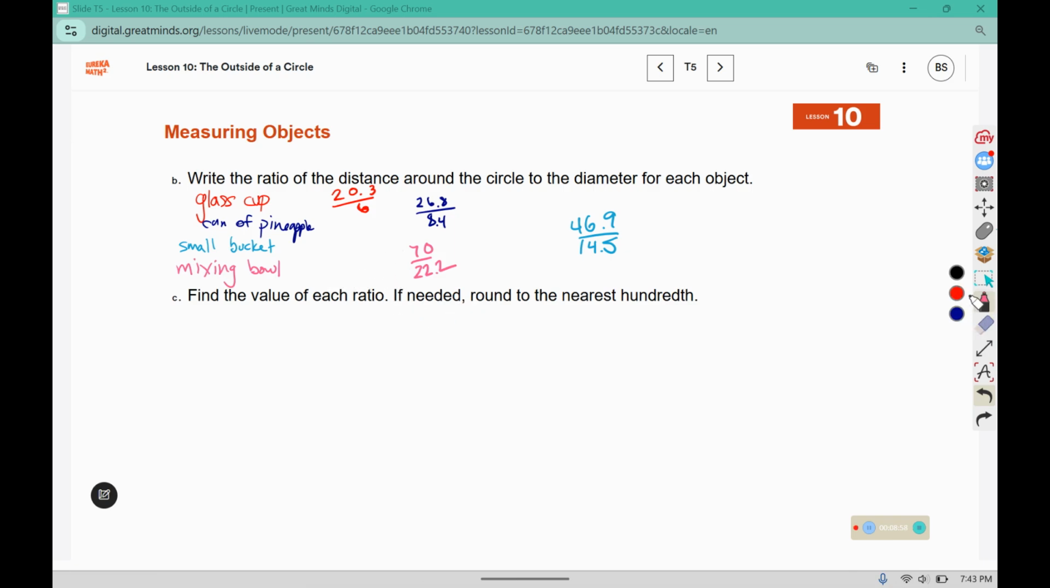Then in part C, it asks us to find the value of each ratio. So for the cup, if we divide 20.3 by 6, that will give us the value of the ratio. So we're going to divide the numerator by the denominator in all of these cases. And so that first one comes out to 3.38.